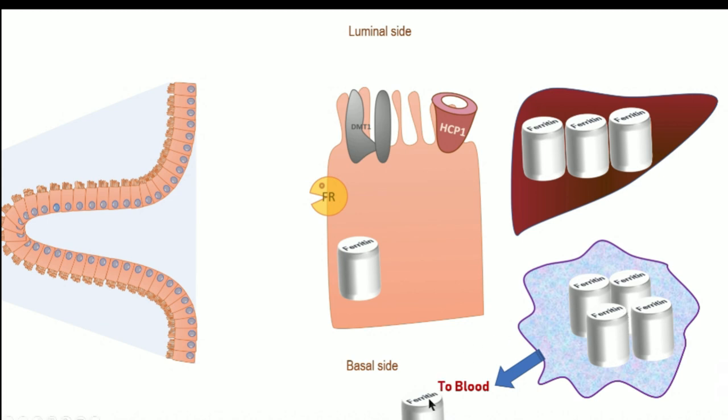So plasma ferritin levels are routinely done as a part of iron studies to investigate the different types of anemia. We will discuss that later when we discuss investigations of iron deficiency anemia.